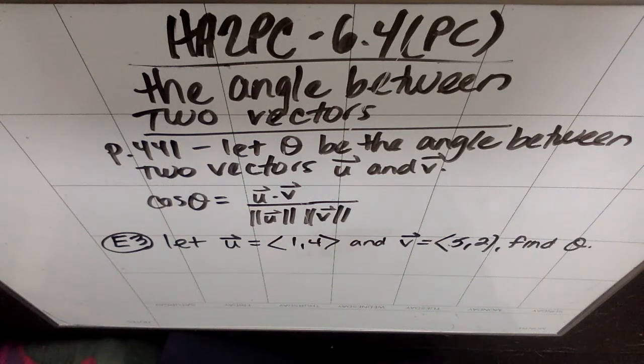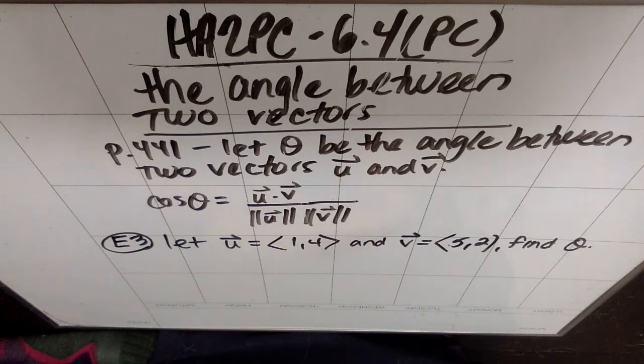Right, this is Honors Algebra 2 Pre-Calc. We are doing section 6.4 in the text for Pre-Calc, which is the angle between two vectors. On page 441, let theta be the angle between two vectors u and v. We can find angle theta by using cosine theta equals the quantity u dot v over the magnitude of u times the magnitude of v. So, we're going to go ahead and do example 3 that lets us do this.